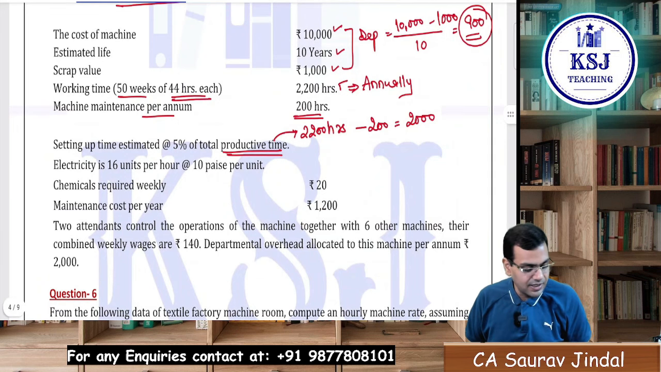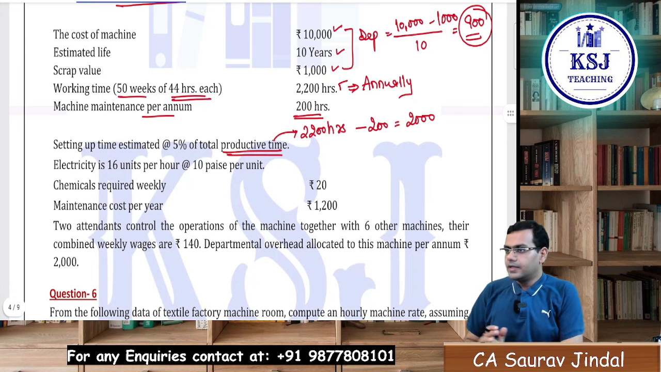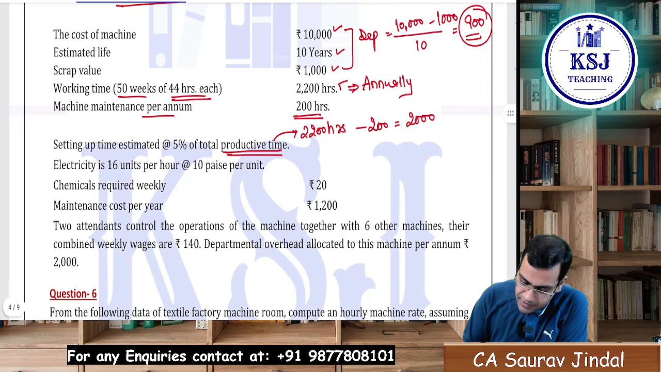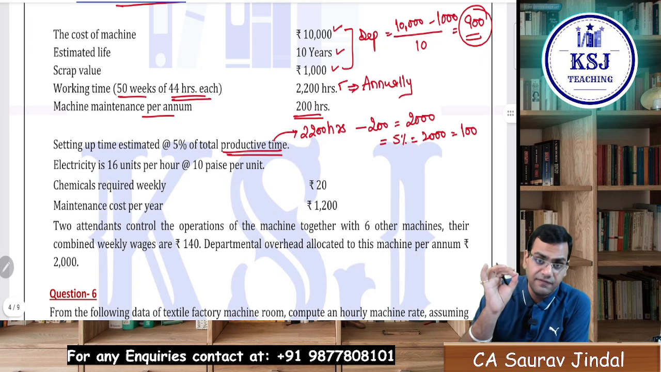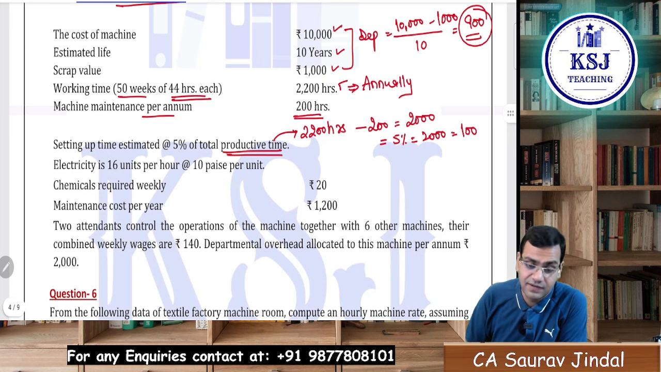2000 hours, is that correct, sir? Productive time is 2000 hours. Now, what will be the setup time here? Setup time is 5% of 2000 hours, that is 100 rupees. If you want me to calculate the effective hours now, what will be the effective hours?